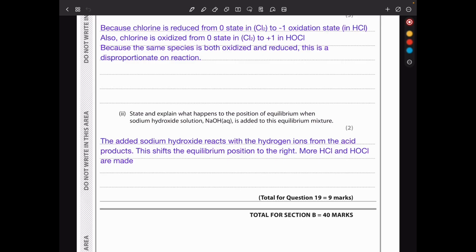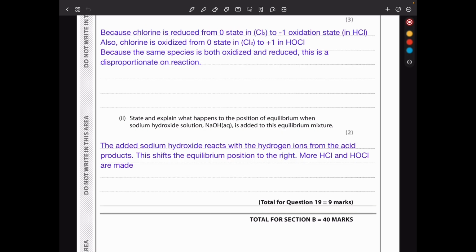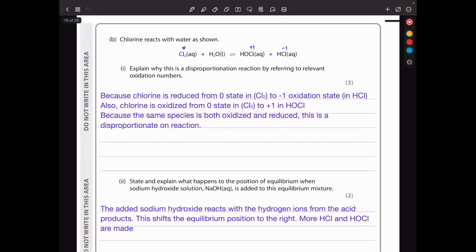And the next part, state and explain what happens to the position of equilibrium when sodium hydroxide solution is added to this equilibrium mixture. When you add sodium hydroxide, remember these two are acids. The sodium hydroxide is going to react with the hydrogen ions from these acids, thereby decreasing the concentration of the products and so shifting the equilibrium position to the right to generate more of those products.